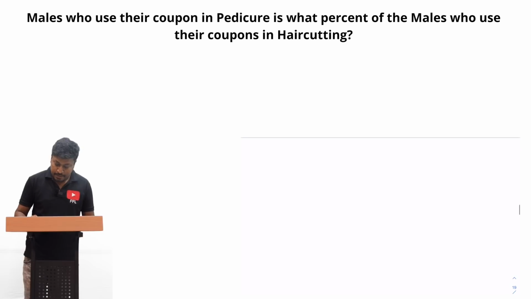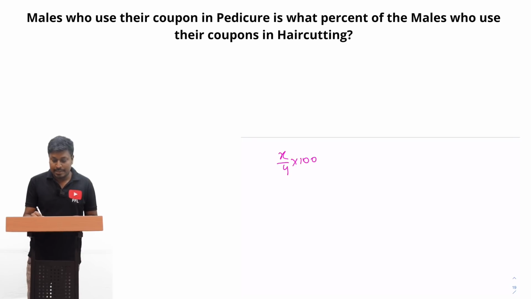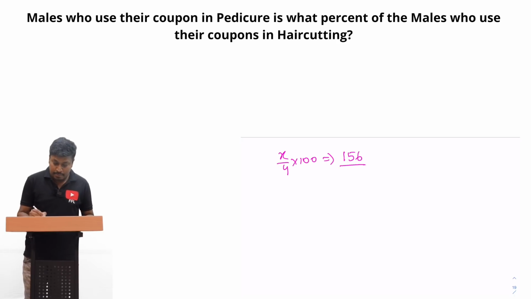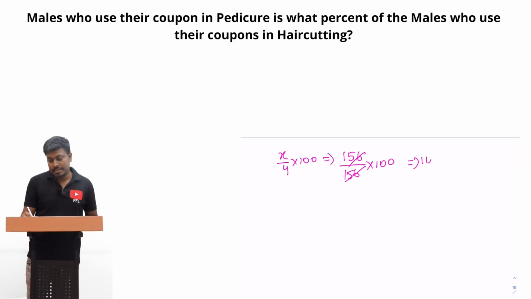Got it? So first question: male who use their coupon in pedicure is what percentage of male who use their coupon in haircut? It's based on what percentage, that is x divided by y into 100. So the value of x will be male for pedicure, 156, divided by male who use their coupon for hair cutting. Male hair cutting is how much? Again 156, into 100. If you cancel it, it's 100%. So the answer for the question is 100%.